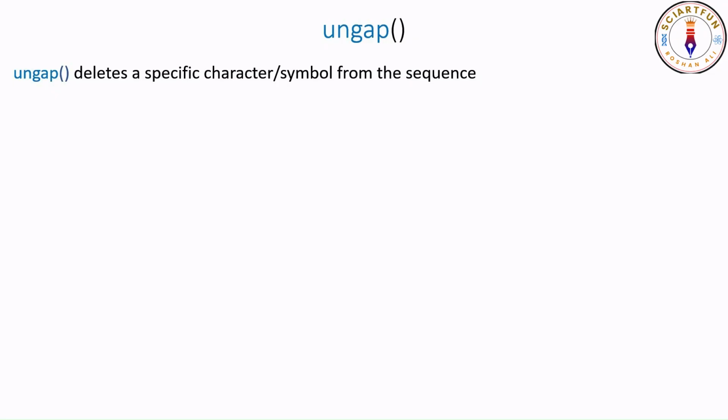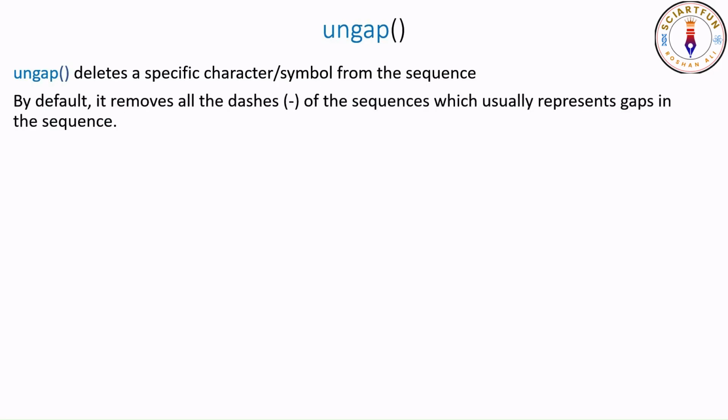If you want to delete a specific symbol or a character or a nucleotide from the entire sequence, then use the ungap method. This method's main function is to remove the gaps from the sequence. By gap, we mean the dash symbols in the sequence. By default it will remove all the dashes from the sequence. Here is the sequence with dashes, which means gaps, and here is the resultant ungapped sequence.